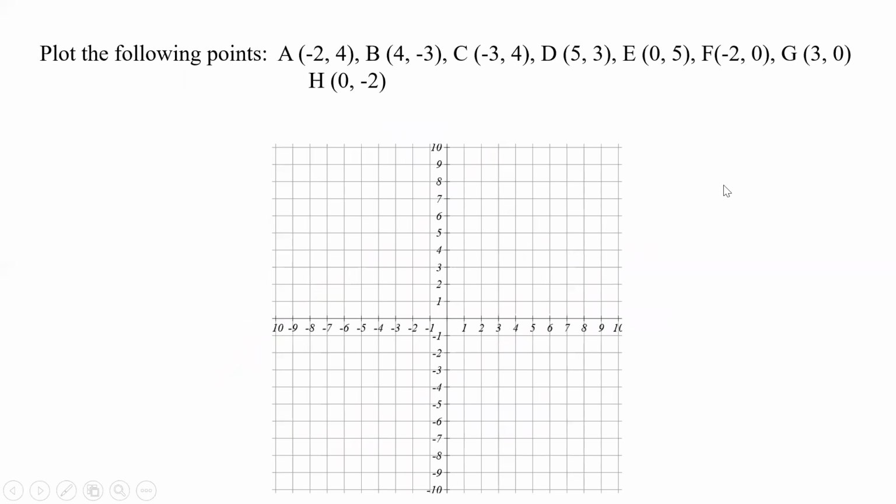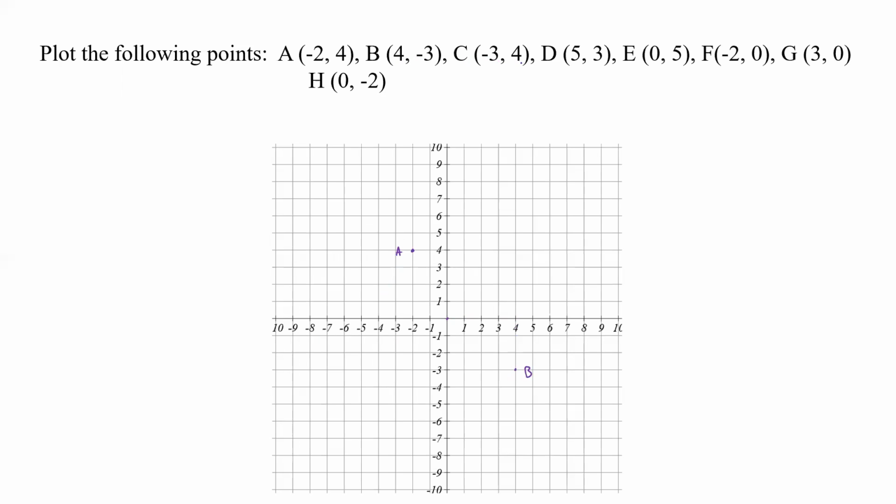Now what we want to do with these points is basically just plot them. So we're just going to look and figure out where we go. And remember, the center one here, that's 0, 0. So we start there. And so we have a negative 2, 4 as our first point. So we start at 0, 0 and go negative 2 left, and then we go up 4. And so that will be our first point. And that's going to be A. Now we have a 4, negative 3. So we're going to go 4 to the right, then 3 down. And so that's going to be our B.